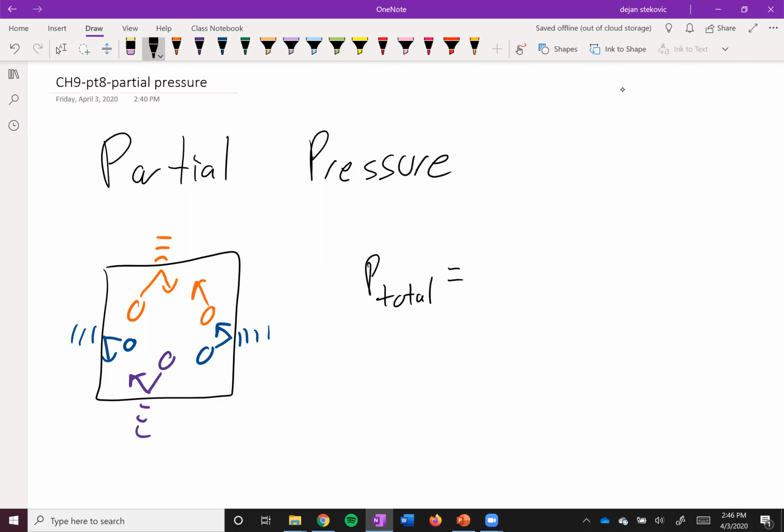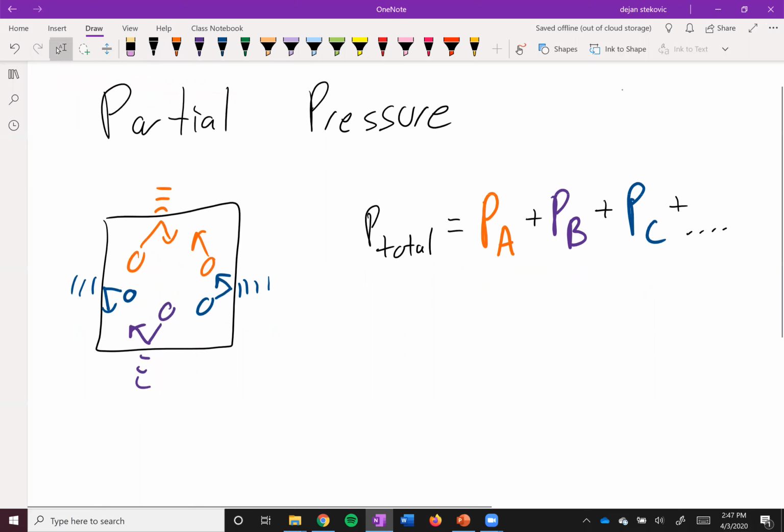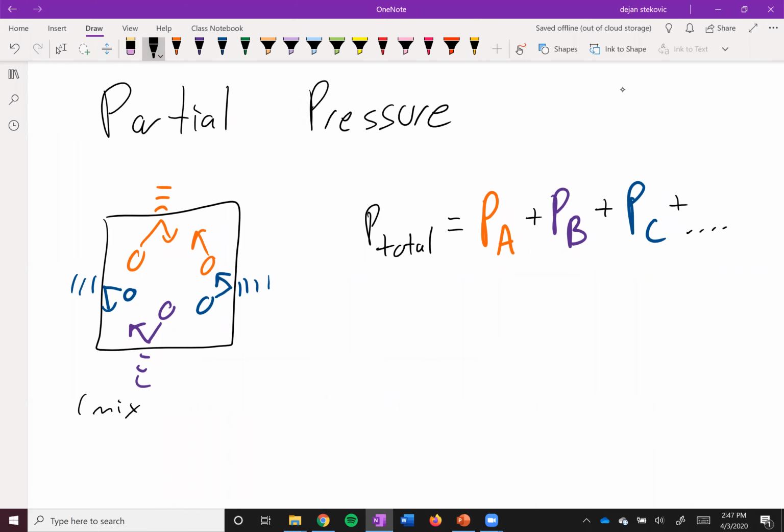So for example, if I was pushing a weight up with a force of 300 pounds per, I don't know, foot or something like that, and then you're doing the same thing combined, it would be 600. So we can say that the total pressure is the pressure of A, we'll call that gas A, the orange one, gas B, and gas C, and so on and so forth, depending on how many gases you have. So the mixture of gases, the total pressure is just going to be the sum of these pressures.